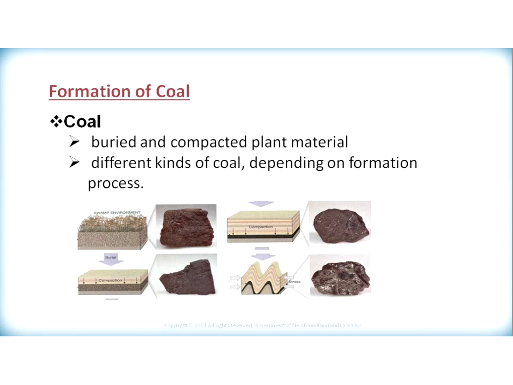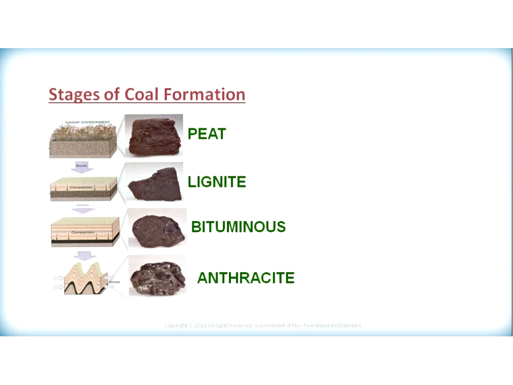So when we look at the formation of coal, coal forms as it gets buried and compacted, and it's the result of plant material being buried and compacted. Different kinds of coal depend upon the formation process. This slide shows the different stages of coal. Here we have peat, which is dead organic matter, and we see the diagram of what peat would look like. It's almost like a spongy plant-like material.